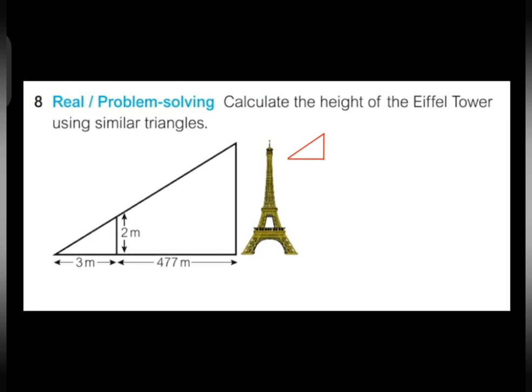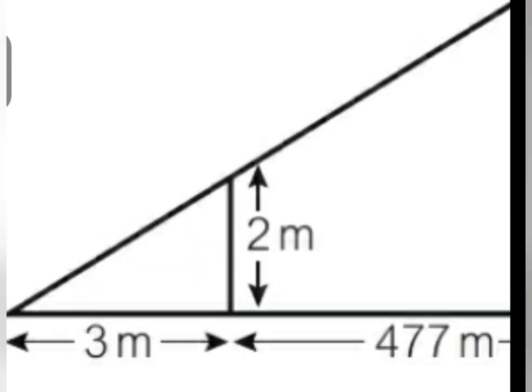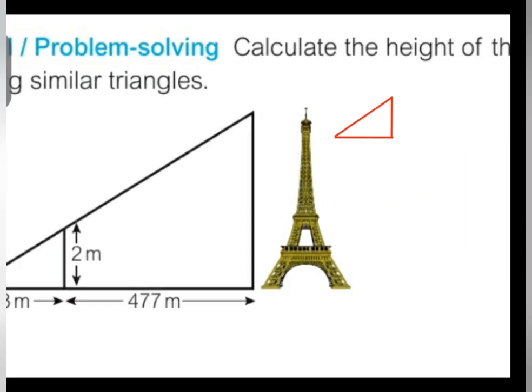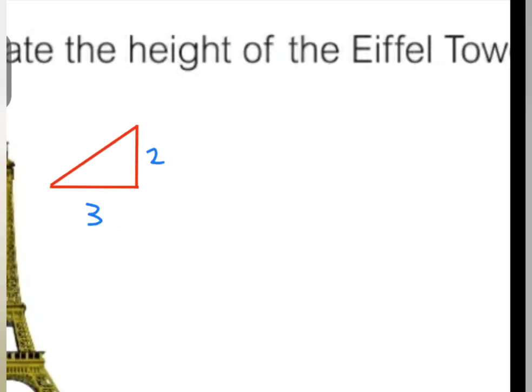Now, this is the small triangle, and the small triangle has 2 meters on this side and 3 meters on the base. Now, we're going to write them here using a different color. We're going to put 3 here and 2 here. Now, let's draw the large triangle, or the big one. We'll make it like this.